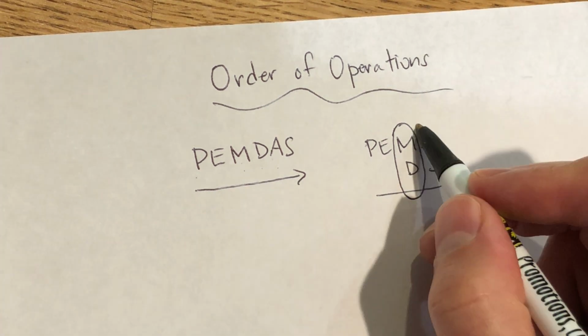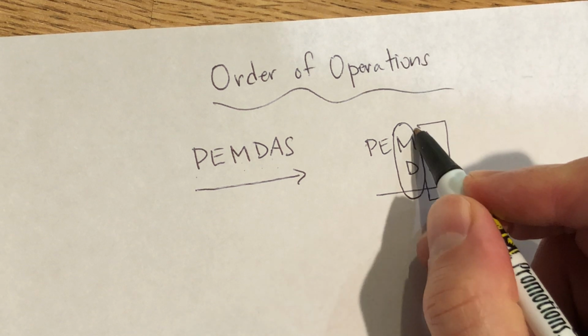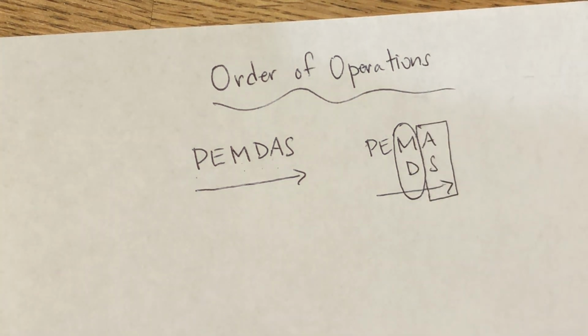And then the same thing with addition and subtraction. They're given equal priority. So if you ever have multiple operations in a row with addition and subtraction, regardless of the order of the addition and subtraction, just go left to right. Okay, so with that quick overview about PEMDAS and what it really means, let's dive into some examples.